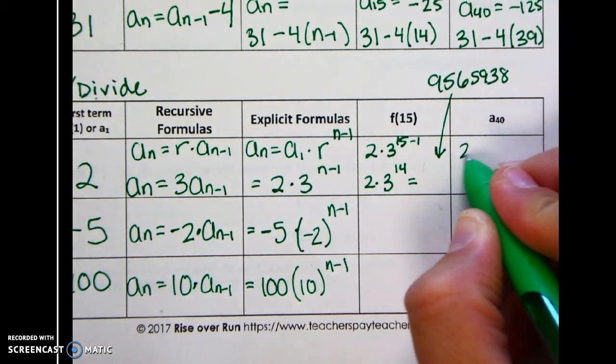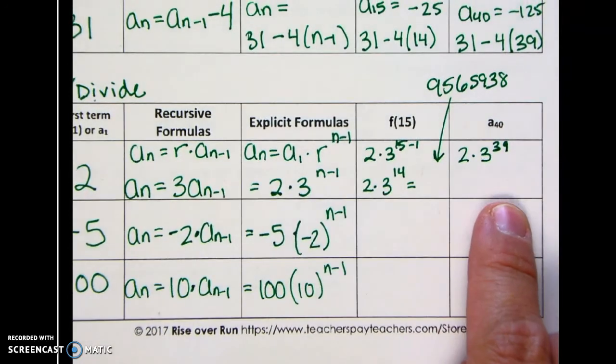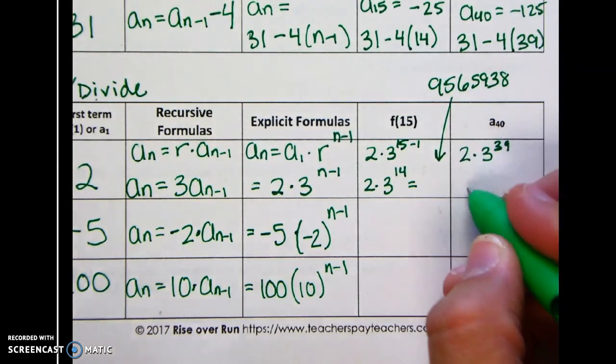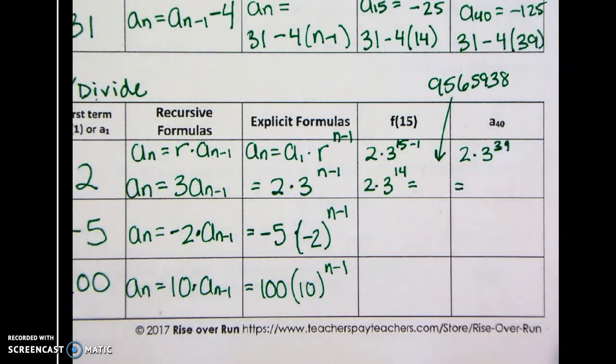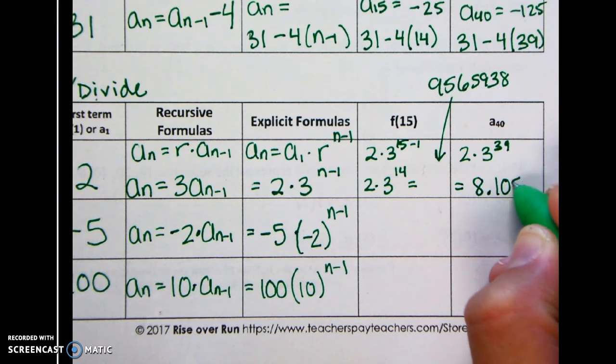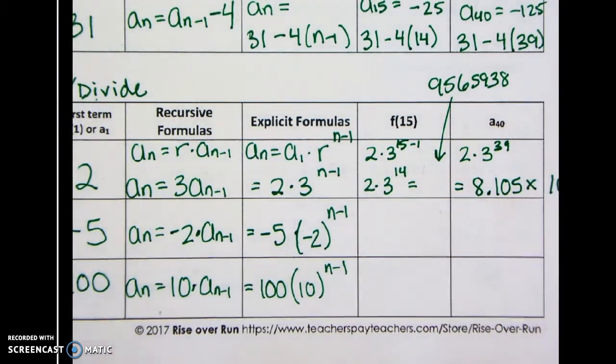All right, this is going to be 2 times 3 to the 39. Oh my gosh, that's going to be so big. If only there was a way to write really big numbers, like a shortcut way. What? There is? What's that called? Scientific notation, actually using it, 8.105 times 10 to the 18.